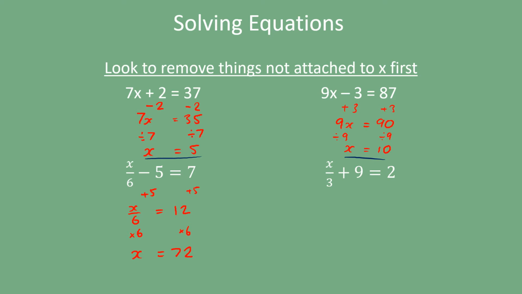Now for this last one, what are we going to need to get rid of first? The divide by 3, or the plus 9? Yep, it's the plus 9, so we're going to subtract 9 from both sides. That will give us x divided by 3 equals minus 7. Be careful with your negatives here. And then we want to get rid of this 3. We're going to times by 3. And that will give us x equals minus 21.